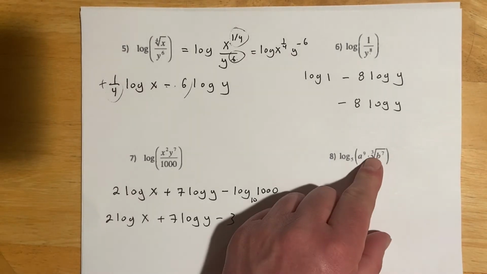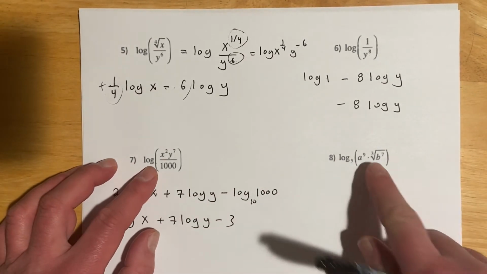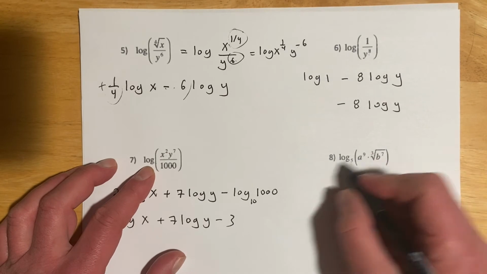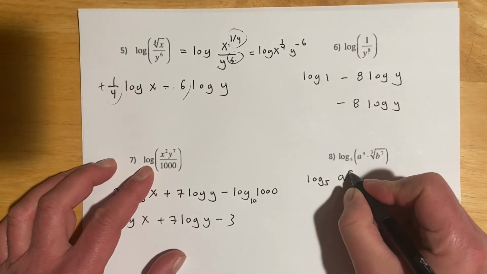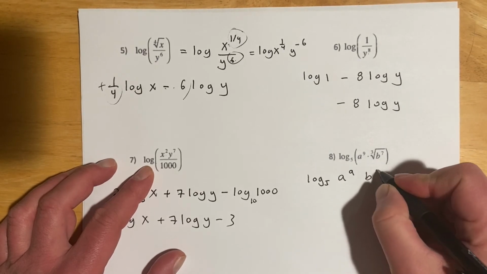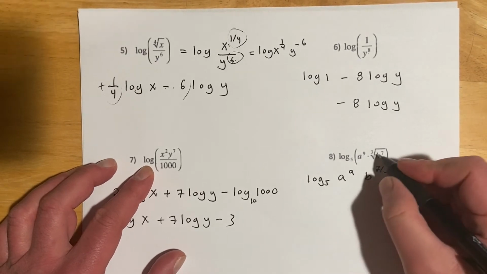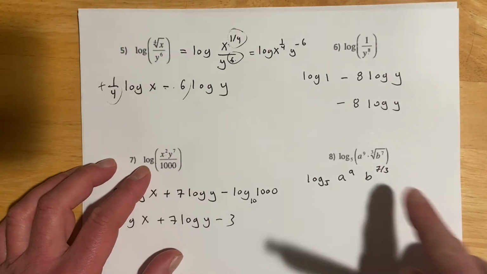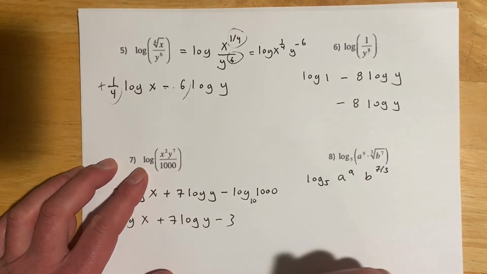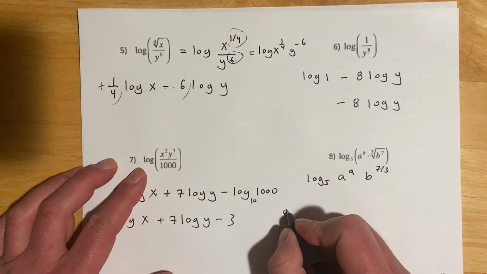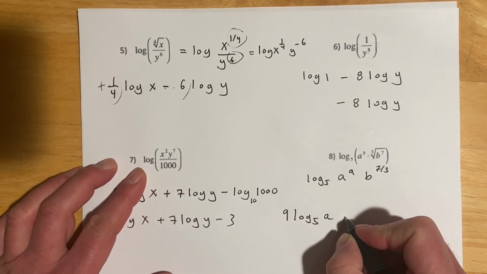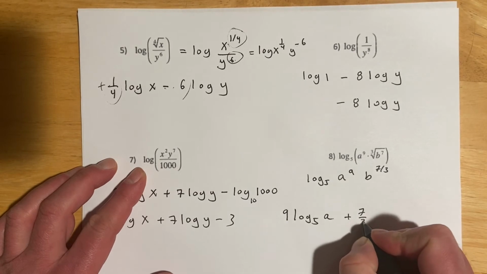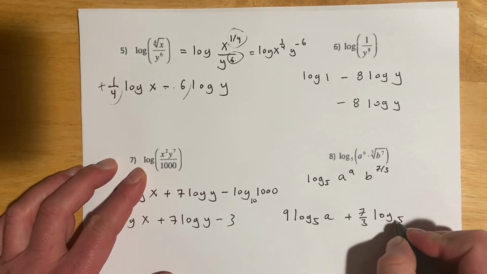And then number 8, let's rewrite this with a fractional exponent. So log base 5, a to the 9th. And then this is going to be b to the 7/3, because again, that would be 1/3 times 7 for 7/3. And then once we get that, we've got 9 log base 5 of a, plus 7/3 log base 5 of b.